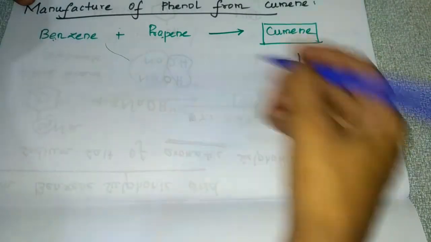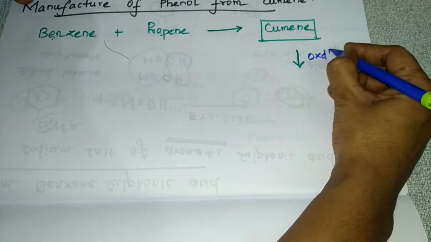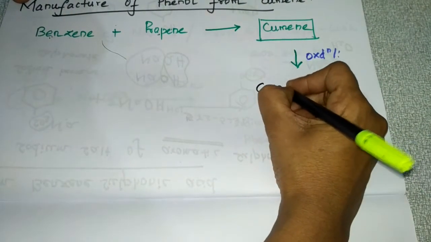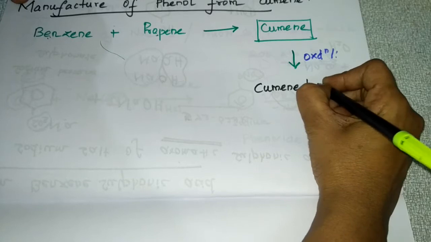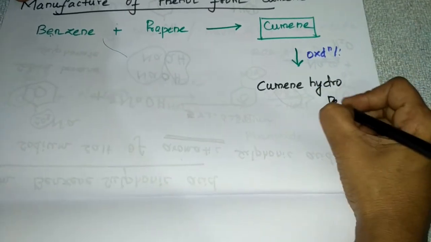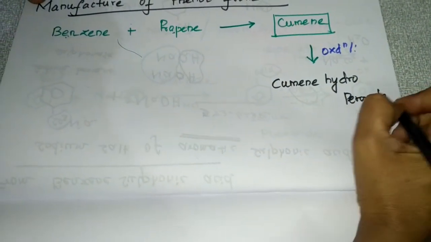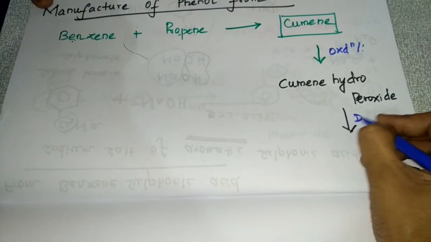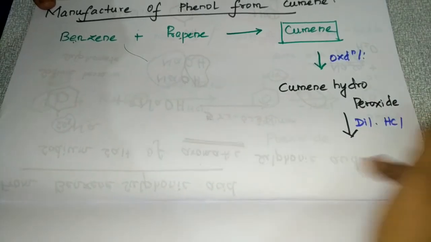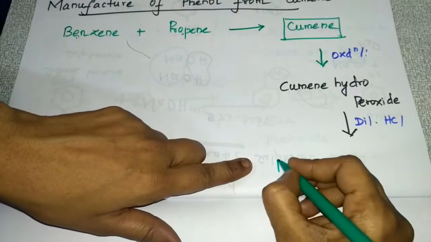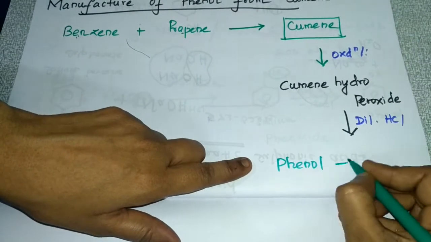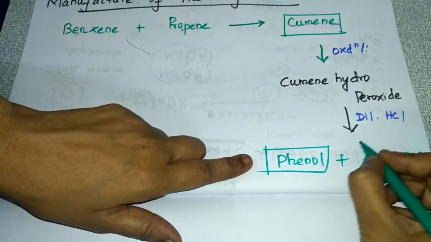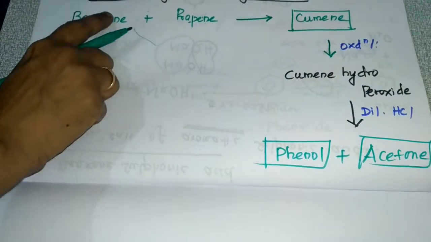From this, cumene will undergo oxidation. Next you will get cumene hydroperoxide. And next you have to add dilute HCl to this. Then you will get phenol and acetone. So this is how you can prepare phenol from cumene.